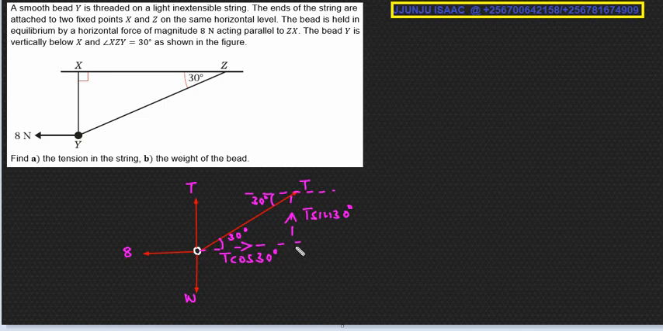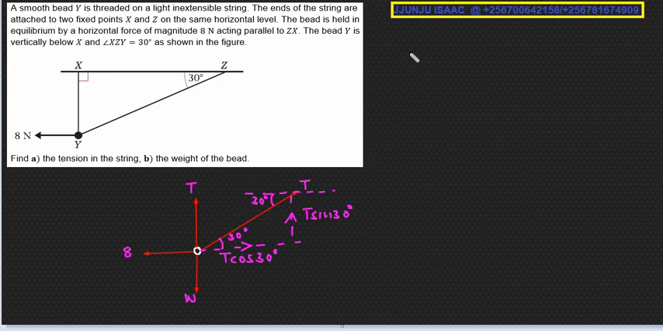So we need to note that the vertical forces must balance, the sum of vertical forces must be 0. So upward forces, this T plus the T sin 30 must balance the weight. Then this component T cos 30 must balance the 80 newtons. So let us see.